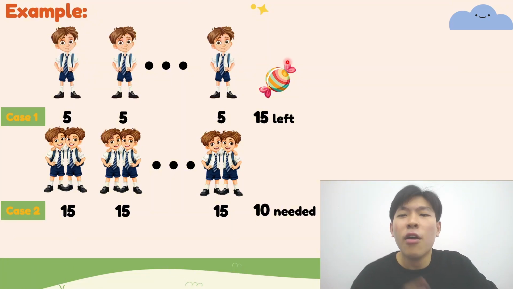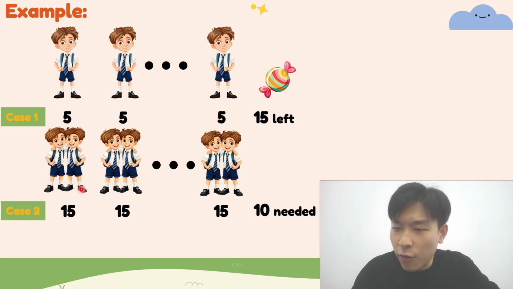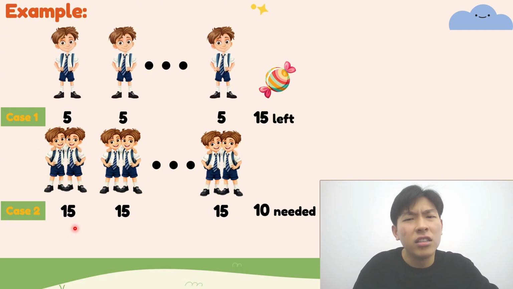So let's try. There are two ways to change them, right? We can either change this single into 2, or we can change this 2 into single. Let's try changing this 2 into single. If 2 students get 15, then 1 student should have... 15 cannot be divided by 2. This means that we can't change these 2 students into 1. I can only change 1 into 2.